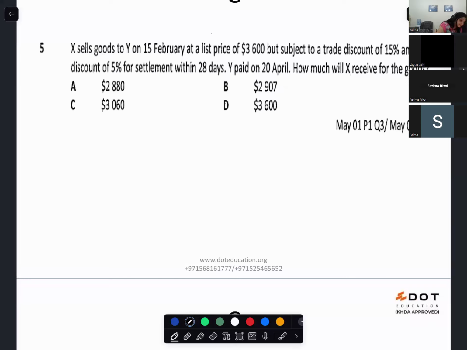X sells goods to Y on 15th February at a list price of 3,600, but subject to a trade discount of 15% and a cash discount of 5% for settlement within 28 days. Y paid on 20th April. How much will X receive for the goods? First thing, what will you do? The date. You will first make the format. What is the format?